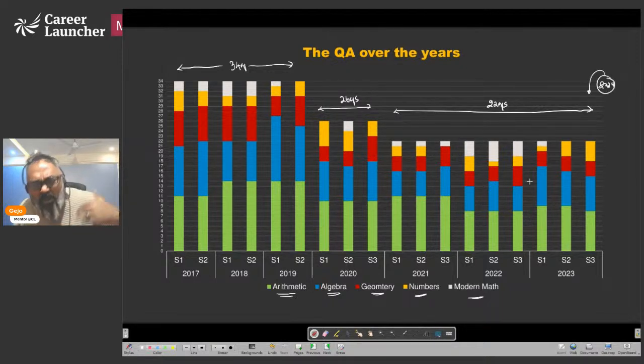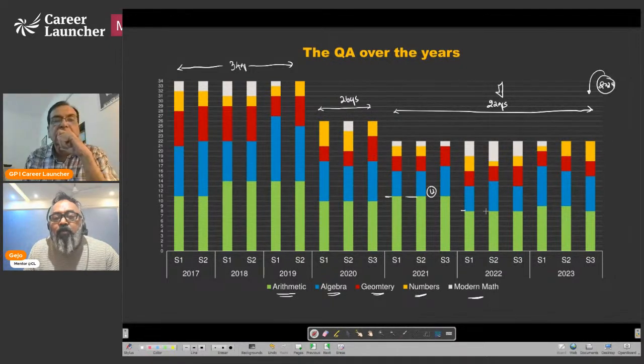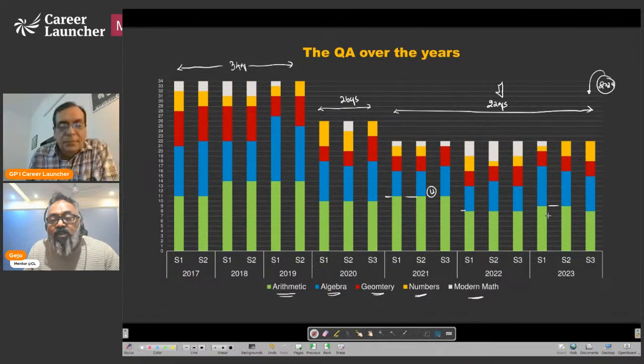So across the board the distribution has been like this. If I focus on the 22 question version, we see that almost about 12 questions are arithmetic, maybe about here we can actually see about 10 questions. GP is here, I think.